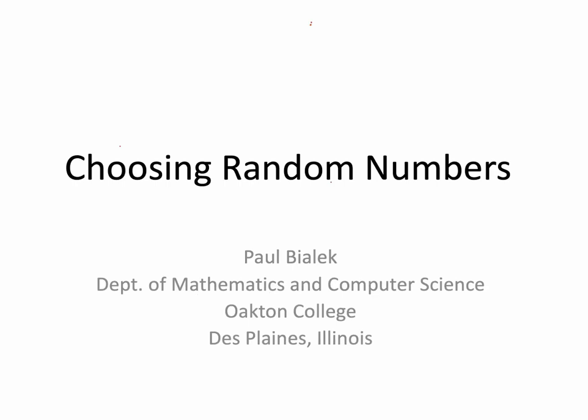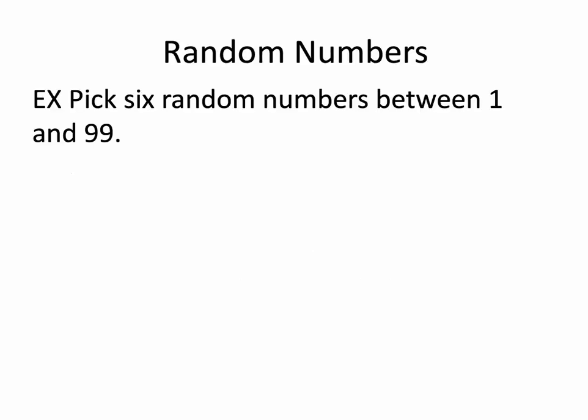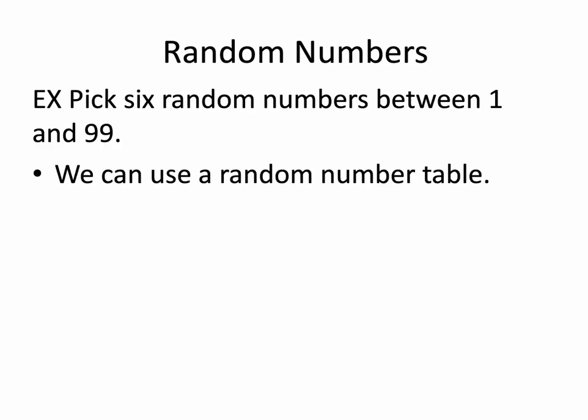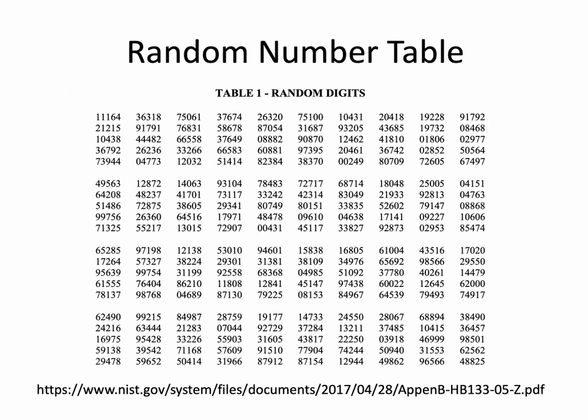Let's talk about choosing random numbers. For example, pick 6 random numbers between 1 and 99. We can use a random number table. Here's one that's online. You can also find one in the appendix, the back of any statistics textbook. We want 6 random numbers between 1 and 99. So let's just grab these 10 numbers.